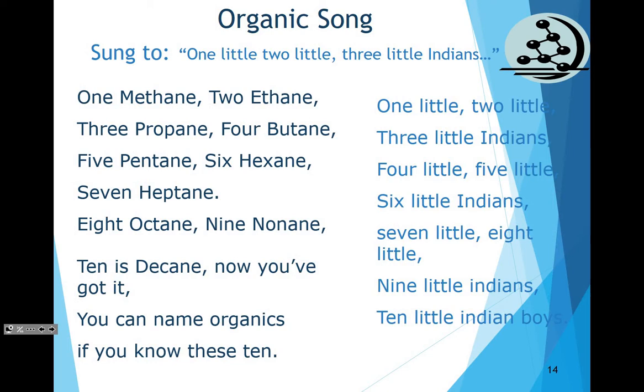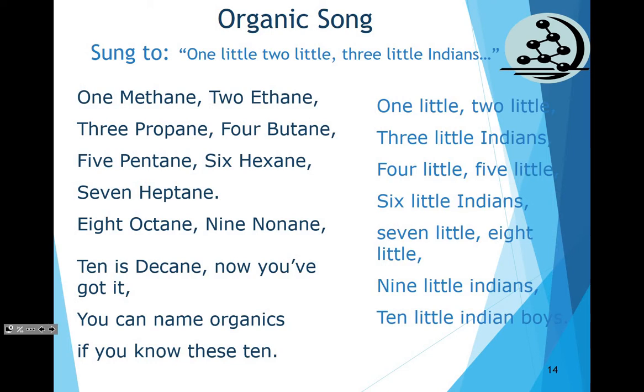And last time, the big finale. Ready? 1, 2, 3. 1 is methane, 2 is ethane, 3 is propane, 4 is butane, 5 is pentane, 6 is hexane, 7 heptane, 8 is octane, 9 is nonane, 10 is decane. Now you've got it. You can name organic chemicals if you know these 10.